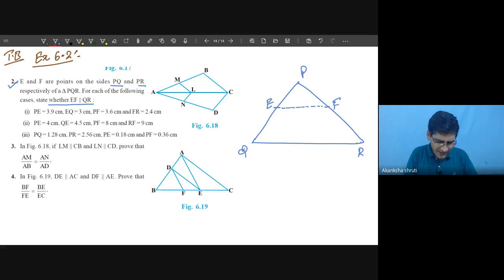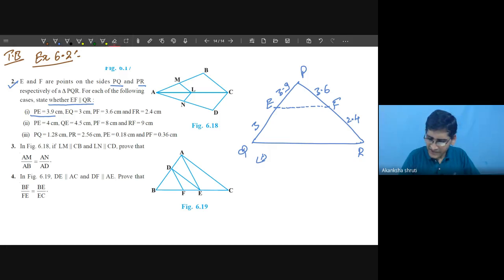So just plot these points and take the ratio. First I'm going to check this. Put PE equals 3.9, EQ is 3, PF is 3.6, and FR is 2.4. It is given like this. So you just take the ratio. What ratio do we have to take?